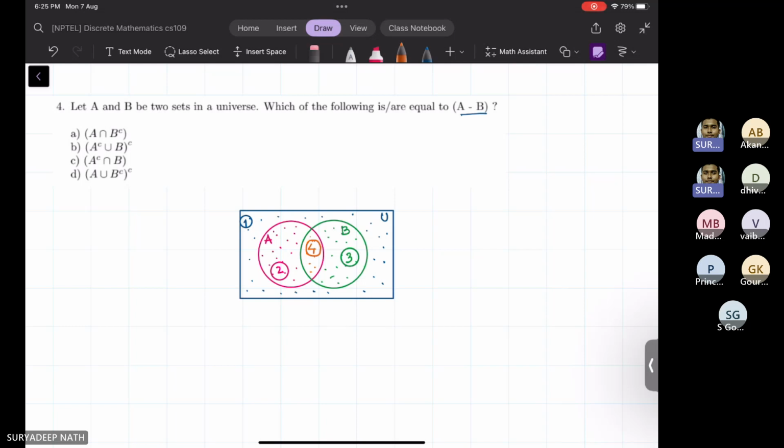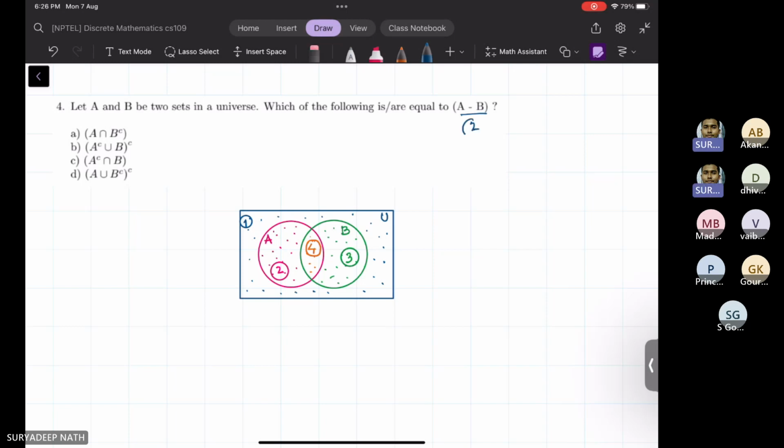So can anyone tell me which is A minus B in this figure? Can anyone say in the chat which region is A minus B? Which region, 1, 2, 3, 4, and what combination denotes the region A minus B? Okay, so yeah, both of you are right. It's region 2. So we have to basically find out how to express region 2. So region 2 is A minus B.